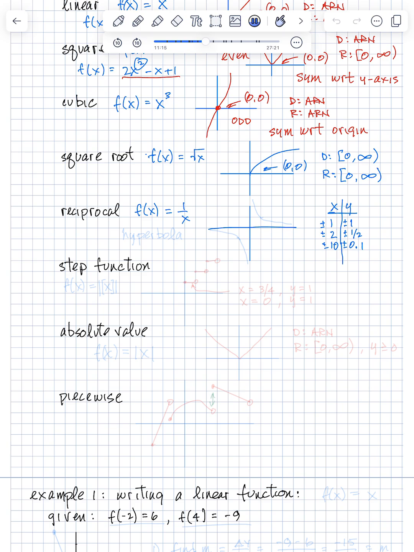So if we were to graph these, the graphs look, well, they're called hyperbolas. So it goes like this, like that. Then on the other side, kind of like that. Let me clean this up a little bit.